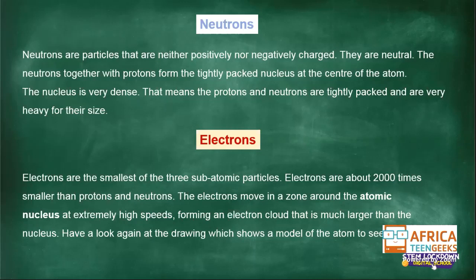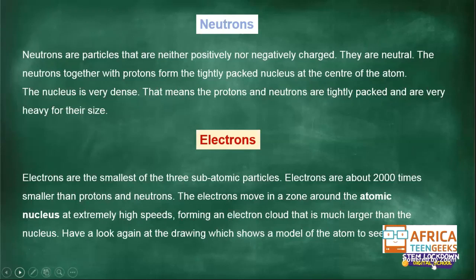I showed you in the atom, I think we did the carbon atom, how it moves. It moves at extremely high speeds and it forms an electronic cloud, which is much larger than the nucleus. If you look at the drawing, you'll be able to understand the model of the atom.